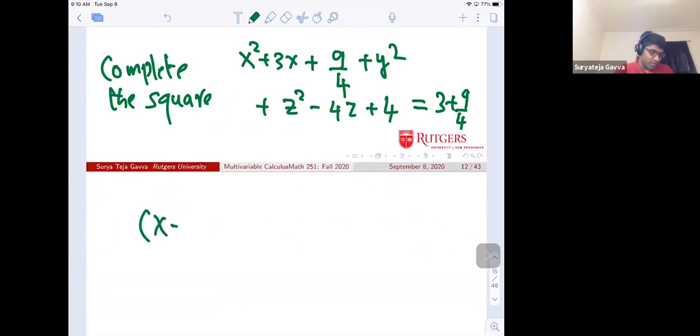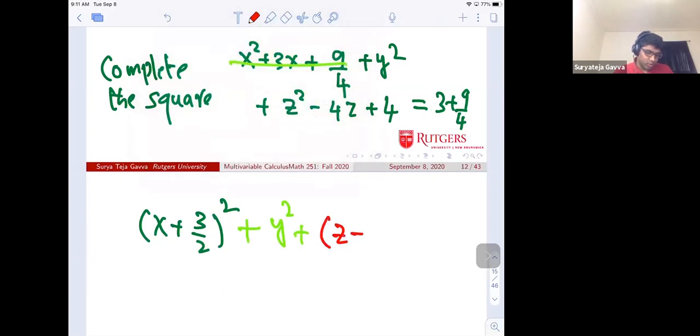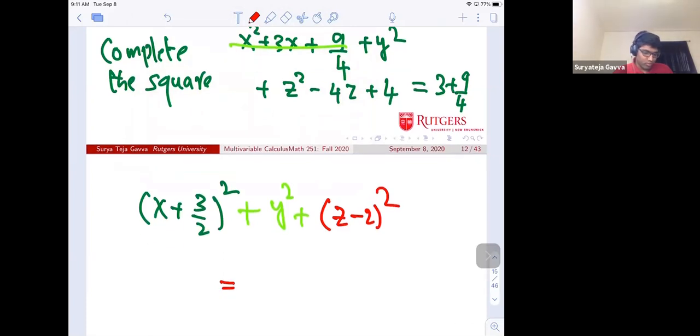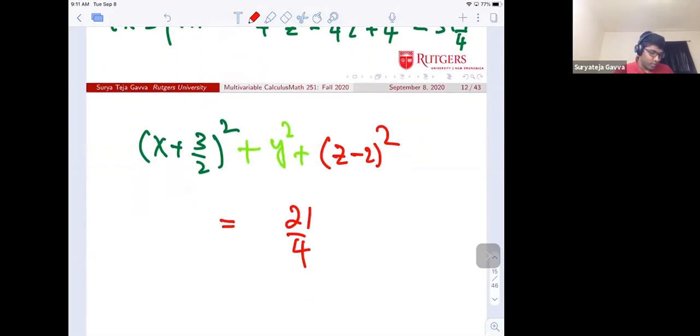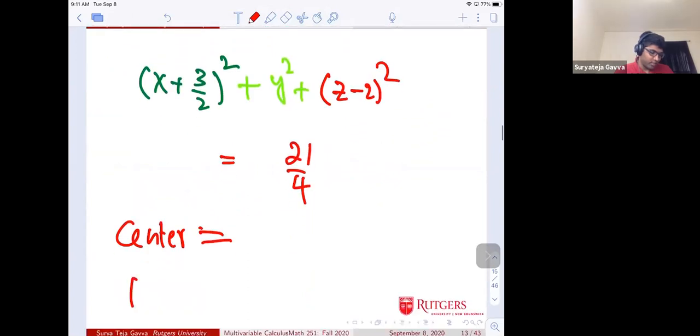If I complete the squares, you have x plus 3 over 2 whole squared as the first term, plus y squared, plus the z term, which is z minus 2 whole squared. If I do that, you get 21 over 4. So now can you tell me what is the center? What is the radius?